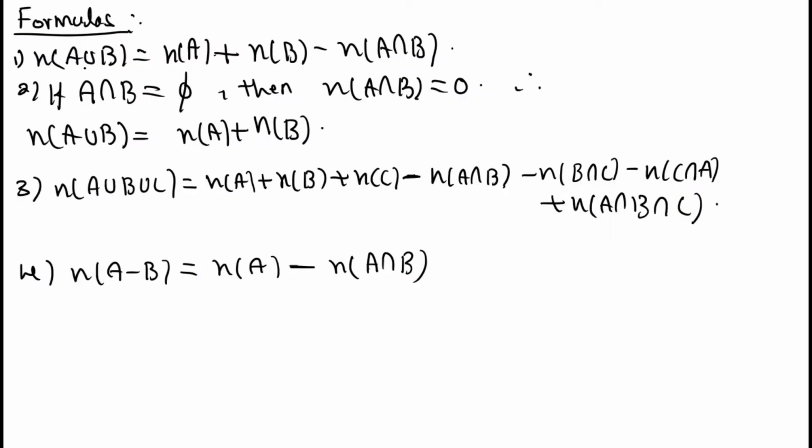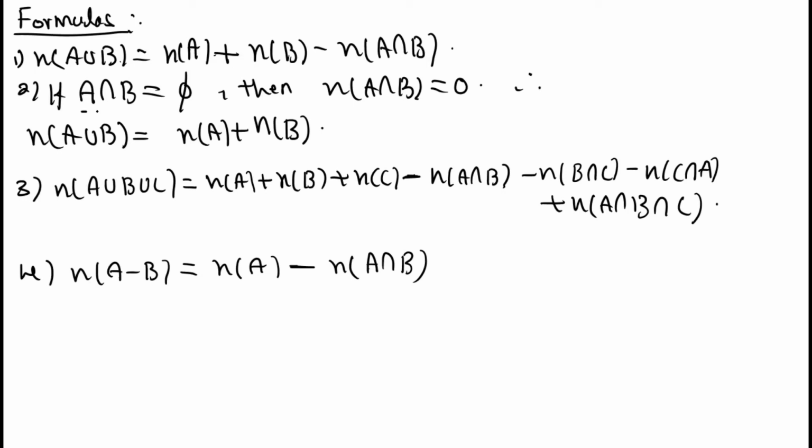Good morning, students. In this session, we'll see some formulas related to sets and some word problems related to those formulas. Formula 1: n of A union B, that means the number of elements in A union B, is equal to n of A plus n of B minus n of A intersection B. Okay.